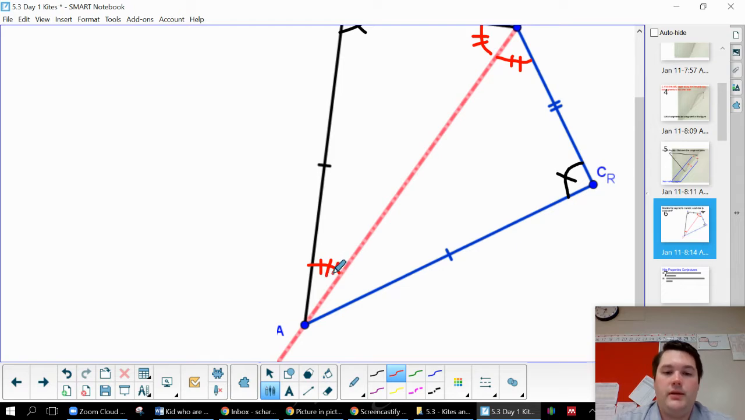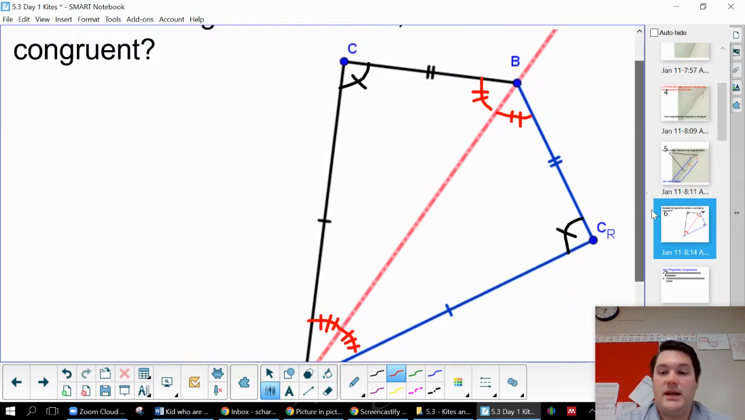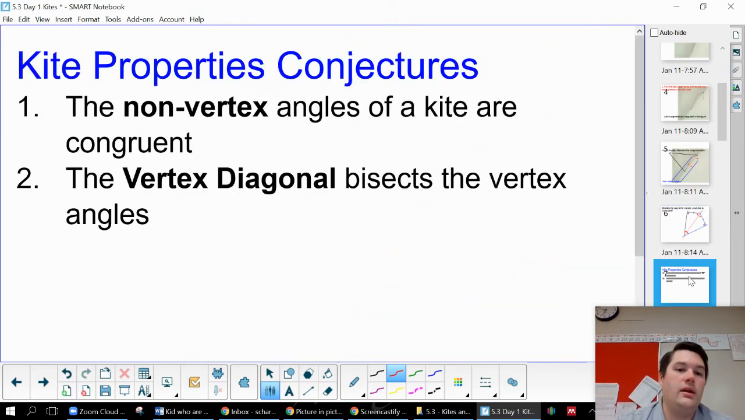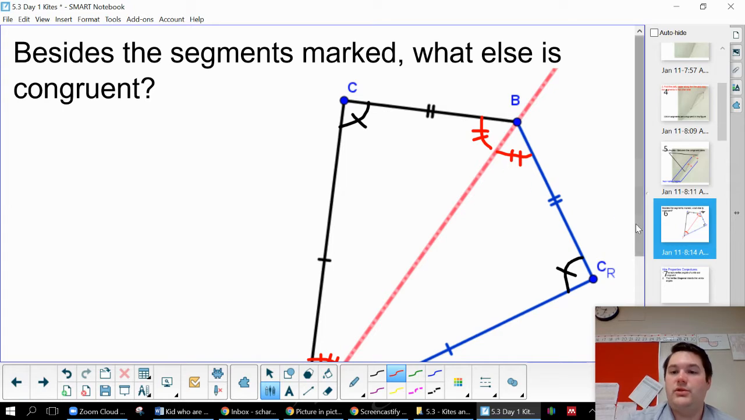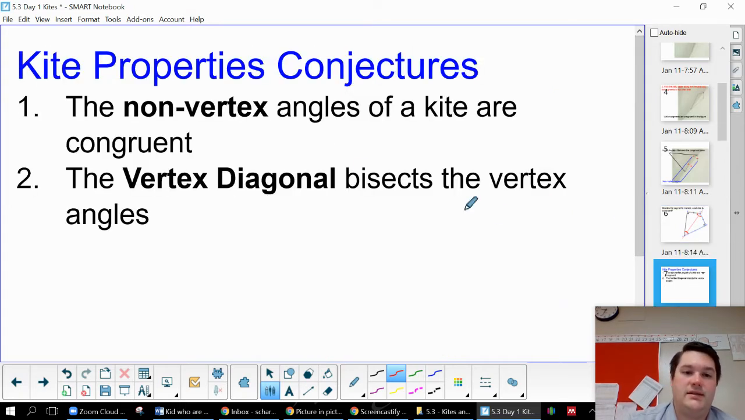I'm going to put 3 in there. And so we end up with vertex angles being bisected, non-vertex angles being congruent. And so we've got those two there. We call this line through the middle, you could call it the line of symmetry, but you'll notice I've called it the vertex diagonal. The diagonal that connects the two vertices bisects that in half.